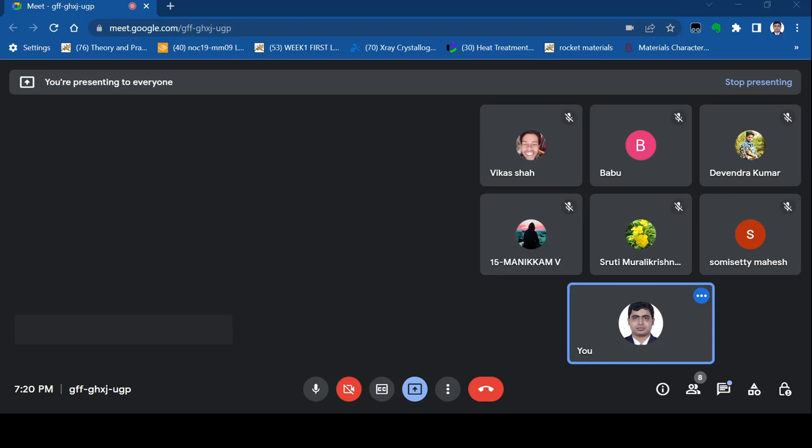Okay, so has anyone done this question before? No. So first I will go to the concept of nucleation. What is nucleation? Suppose we consider a single component system, solid to liquid transformation.